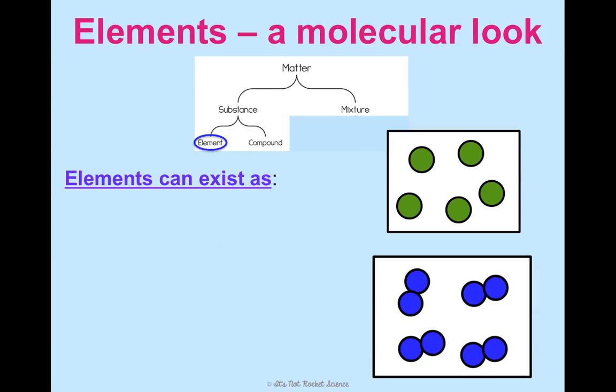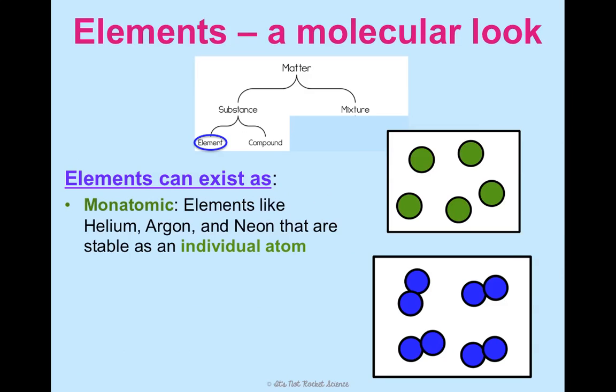Now, elements can exist two ways. We call them monatomic or diatomic. A monatomic element would be elements like helium and argon and neon that from a molecular level, they're stable just as an individual atom. So if I was to zoom in on them molecularly on a bunch of atoms of the element of helium, this is what I would see. They would all look the same. They're just one individual atom.